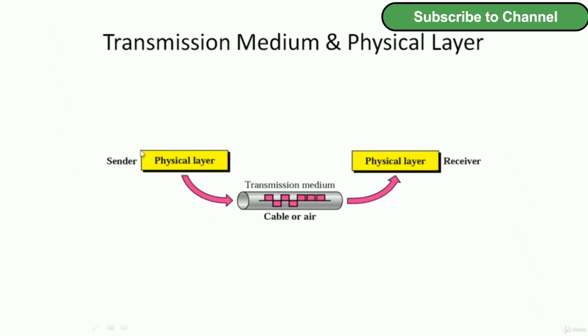Sender is there, then the physical layer. After that, the transmission medium is there. It may be the cable, or it may be the air, that is, wireless. And again it is the physical layer of the 7 layers of the OSI model: physical layer at the sender side, physical layer at the receiver side, and then it comes to the receiver. In between the sender and receiver is the transmission medium, and that we have to study in this lecture.